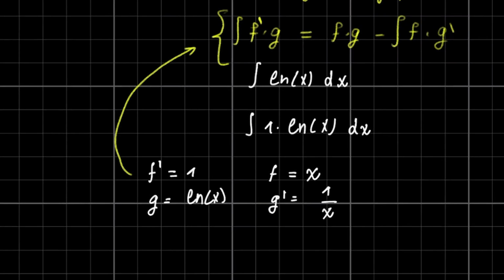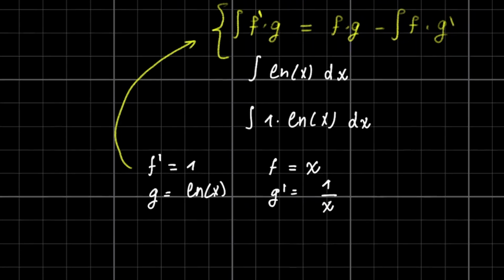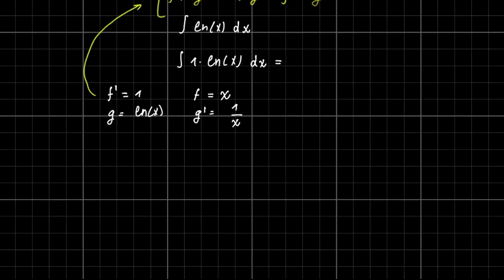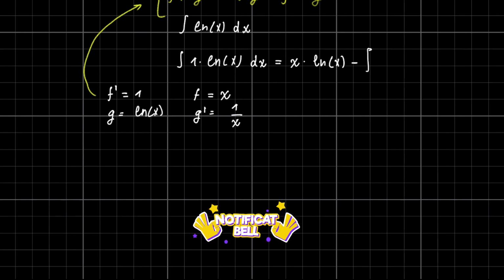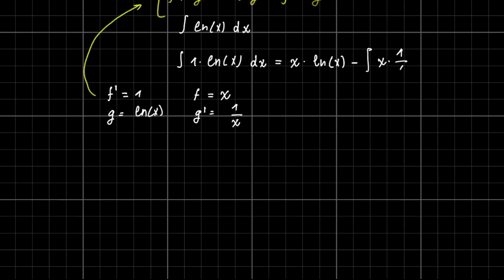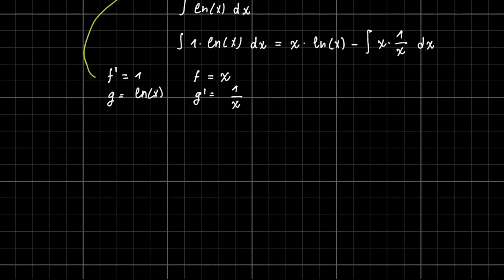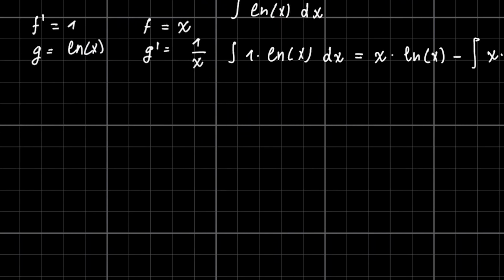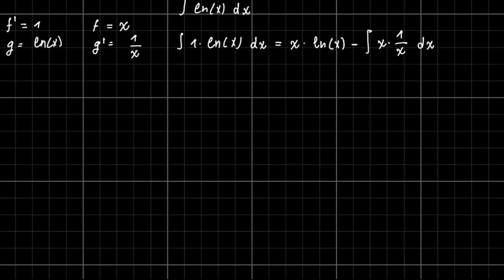So using the formula, just substituting in our values, we will have the integral is equal to f times g. So here we have f, which is x, times g, which is ln of x, minus my second integral, and we're going to have f again, that's going to be x, multiplied with g prime, and g prime here is 1 over x. And of course, we're integrating with respect to the variable x, so dx.